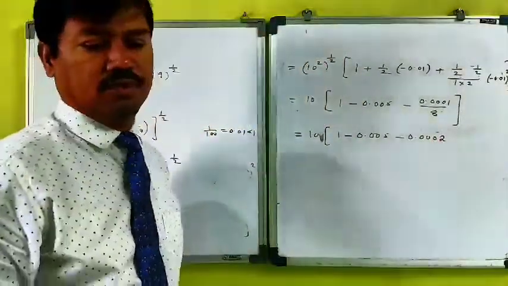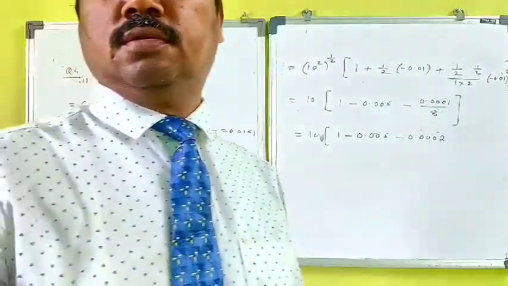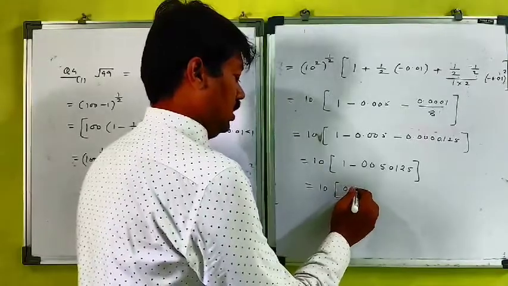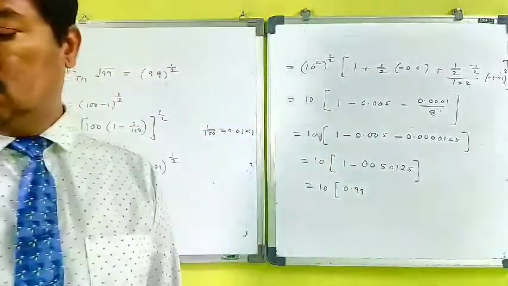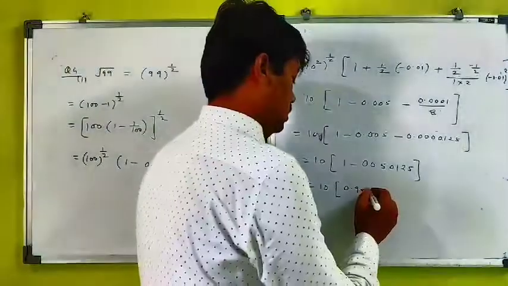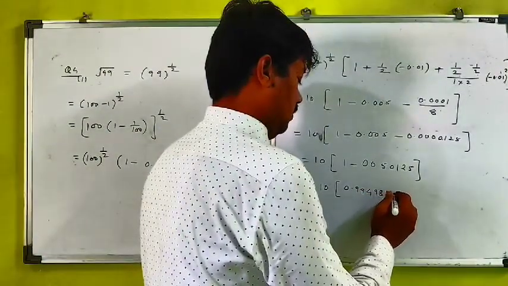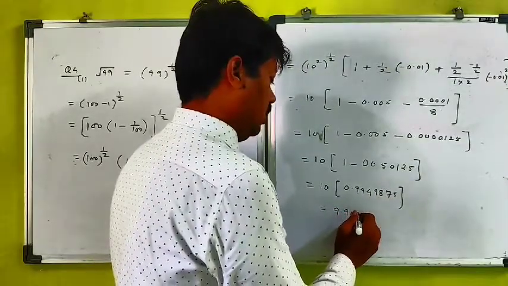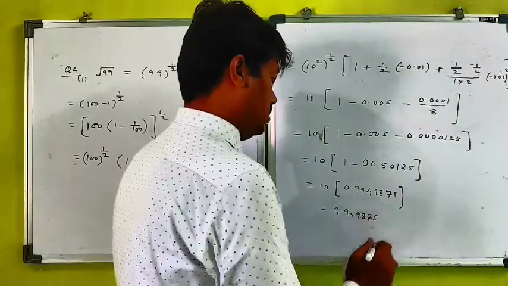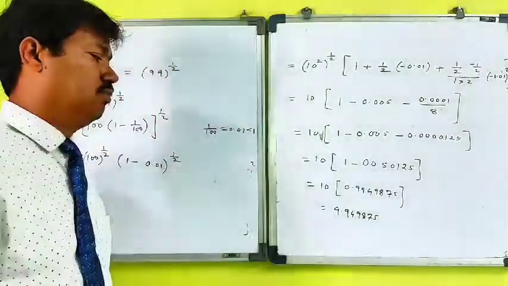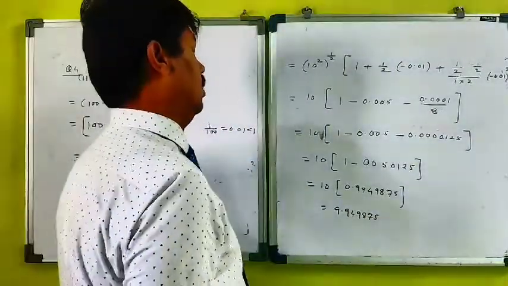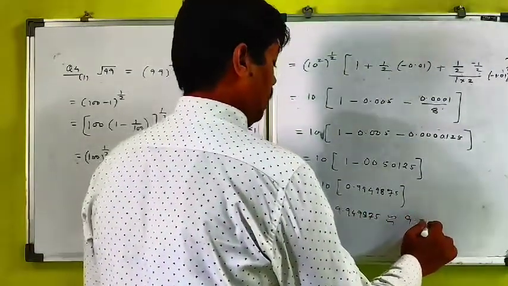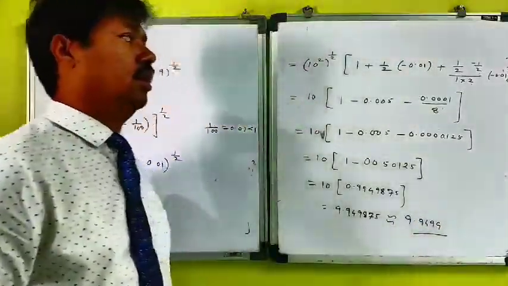What is the value of this? We'll find this. That is equal to 0.9949875. So it is multiplied with this, then it becomes 9.949875. The question says find up to 4 places of decimal, so we can say this is approximately equal to 9.9499 like this.